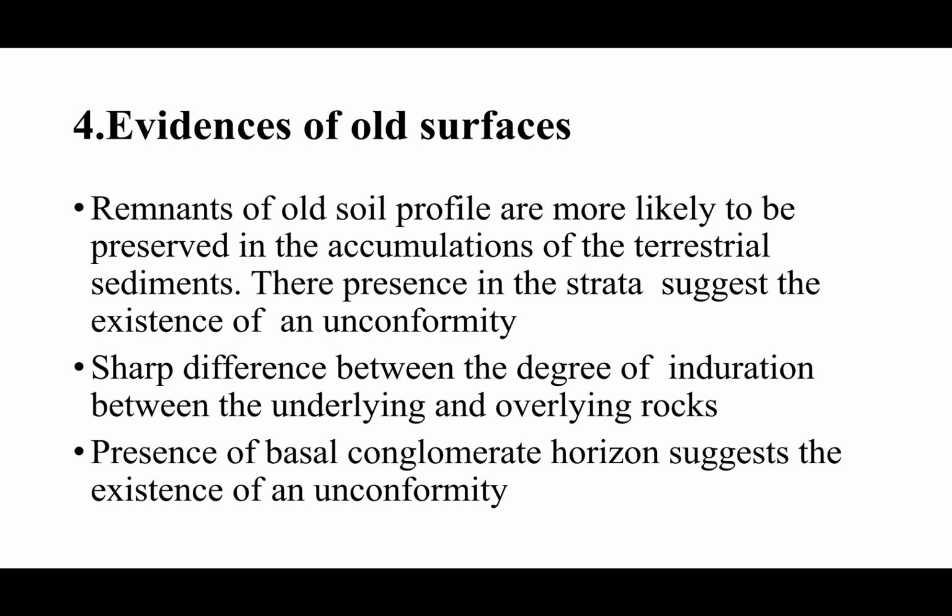then it may indicate an unconformity surface. The second criterion here is a sharp difference in the degree of induration. Degree of induration means the difference between the softness and hardness of the underlain and overlain rocks. The third is the presence of a basal conglomerate horizon, which suggests the existence of an unconformity in the field.